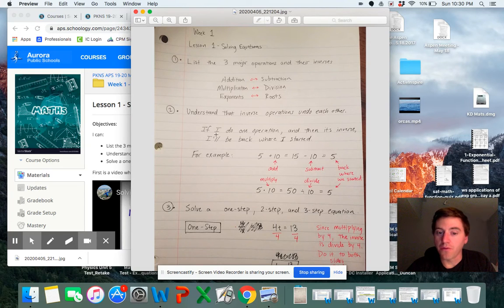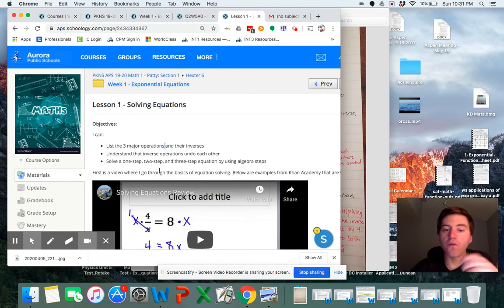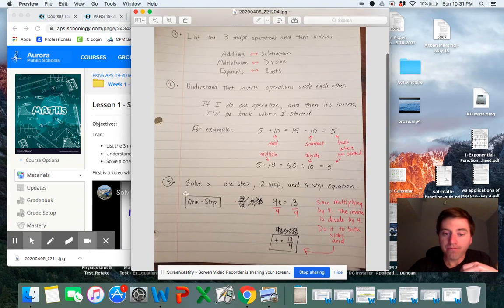So I wrote something like, if I do one operation and then its inverse, I'll be back to where I started, and gave an example to help myself with that explanation, right? 5 plus 10 and minus 10, we're back at 5. 5 times 10 and divided by 10, we're back at 5. So it's just a little explanation and example. And then the last learning target, solve 1-step, 2-step, and 3-step equations using algebra steps. So I would write that out, and then give an example of each.